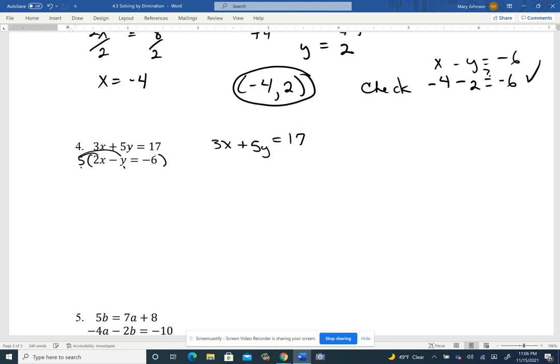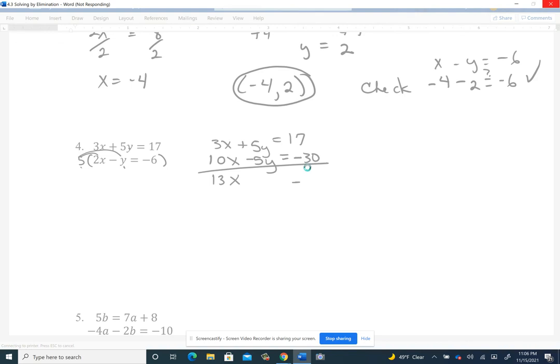So I just brought the first equation over, but I'm now taking 5 times the 2x, which would be 10x, minus the 5 times the y, equals 5 times negative 6. Okay, so when I do that, I get a 13x, and I get a negative 13 over here.